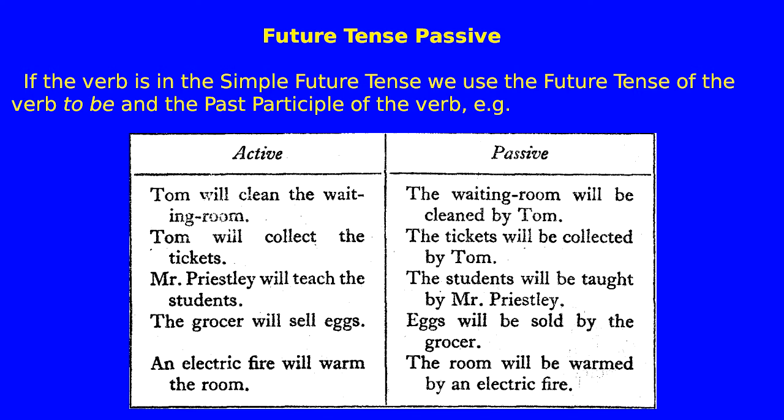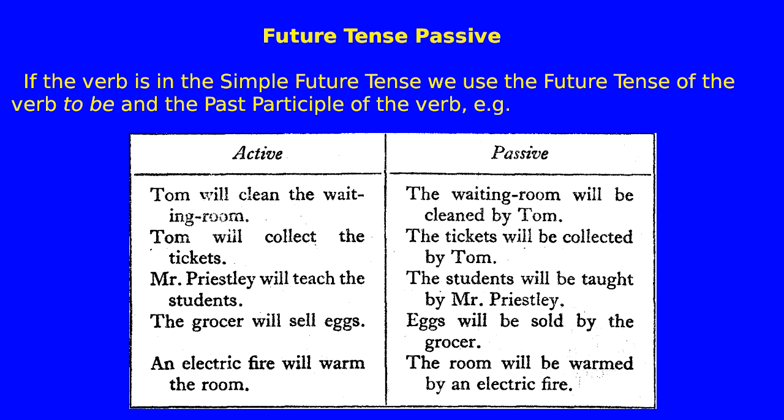Future tense passive. If the verb is in the simple future tense, we use the future tense of the verb to be in the past participle of the verb, e.g. Active. Passive. Tom will clean the waiting room. The waiting room will be cleaned by Tom. Tom will collect the tickets. The tickets will be collected by Tom.